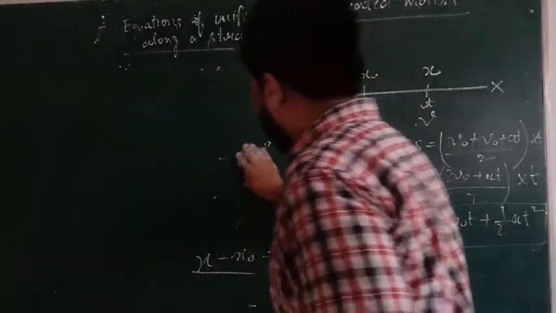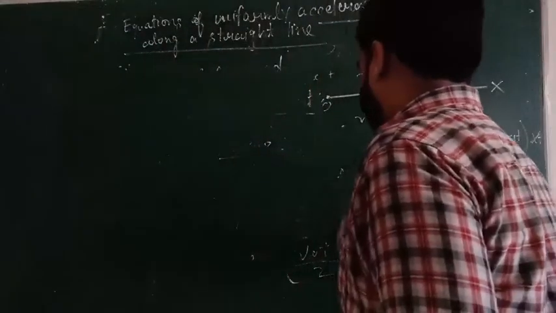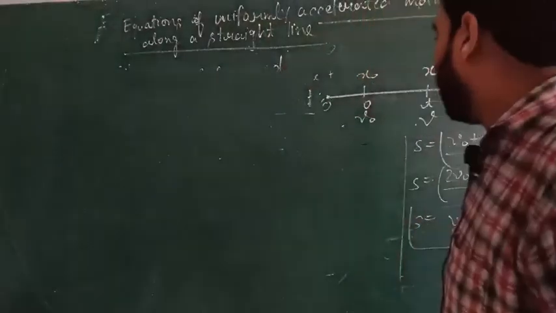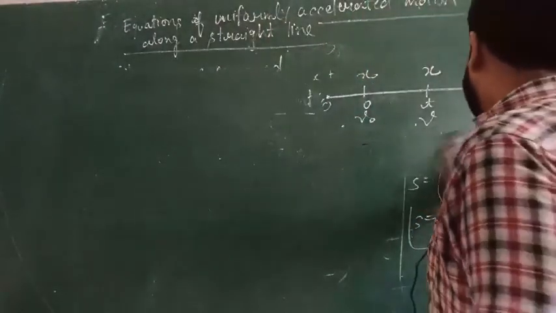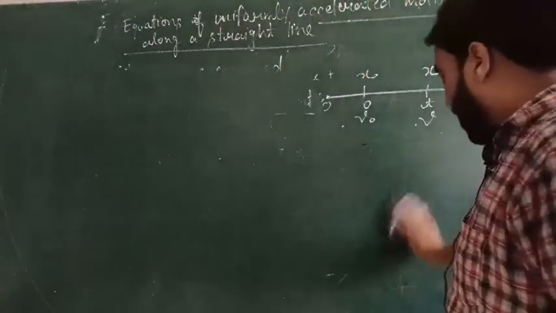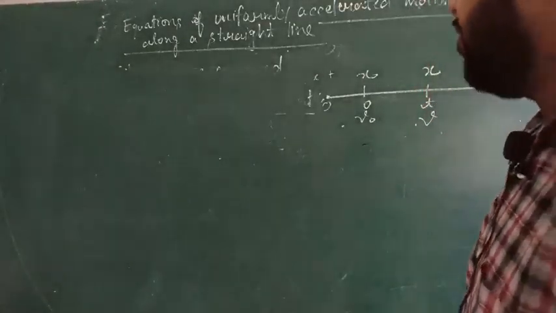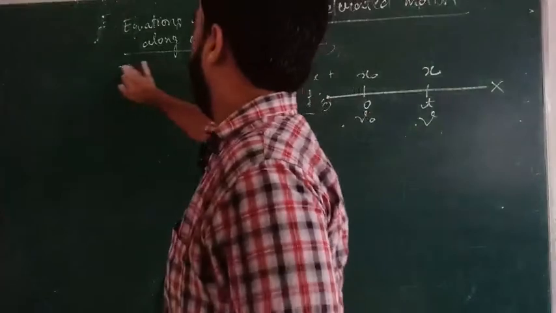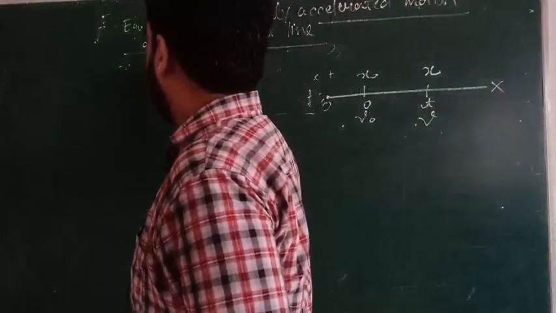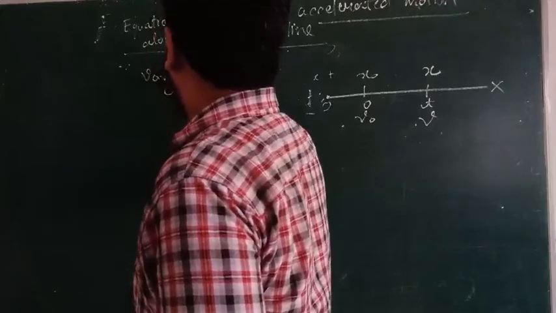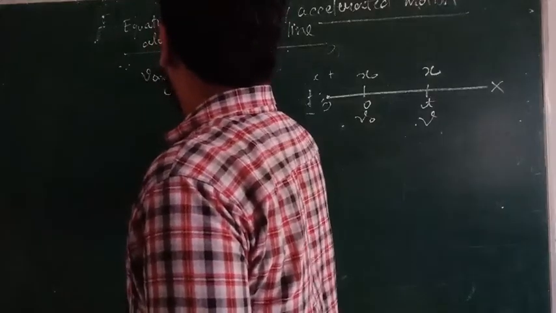For this we will calculate the velocity, because you can remember the expression V square is equal to U square plus 2AS. So in this we are going to calculate the velocity. So students, what is the formula for V average? V average we already know, average velocity. V average is equal to V naught plus V upon 2.